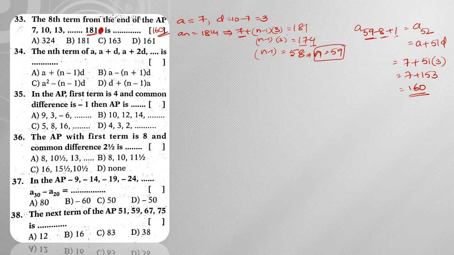Next, the nth term of a, a plus d, a plus 2d is, so this is a general arithmetic progression. Then what is the nth term of an arithmetic progression? a plus n minus 1 into d.